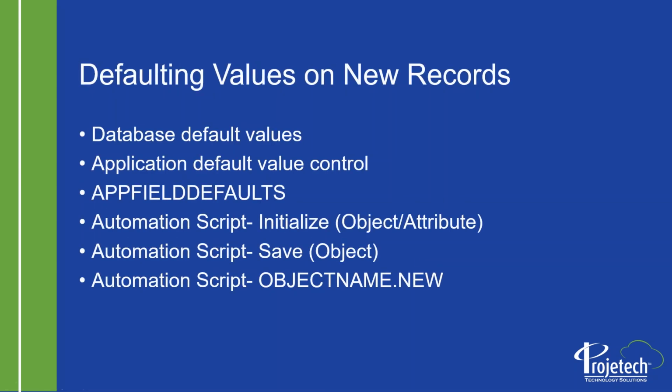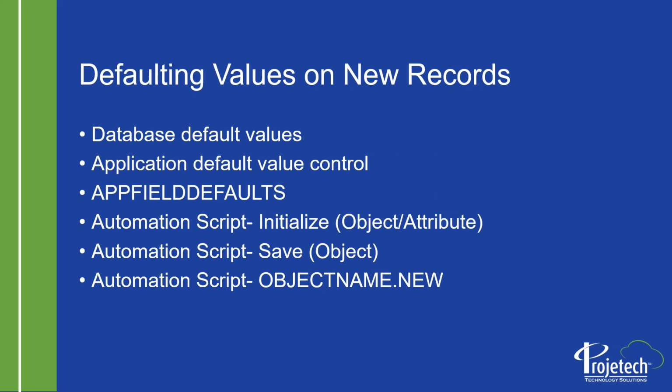So I kind of want to start with a couple of examples. The first one for me is defaulting values on new records. And like I said, one of the big things to decide is when to use an automation script and which automation script event to use over some of the out-of-the-box configuration options.